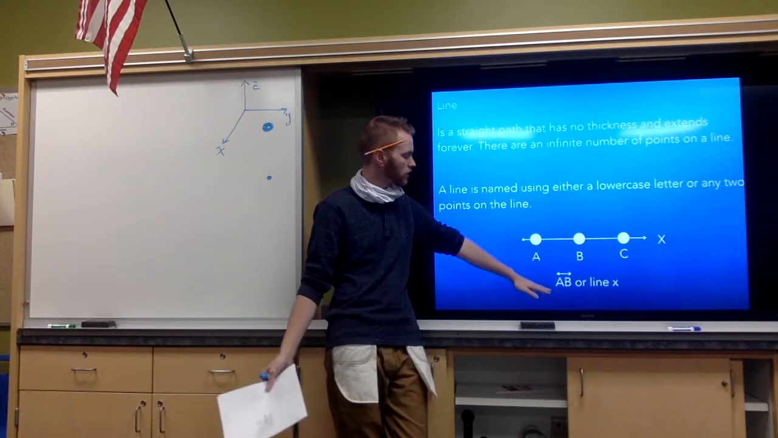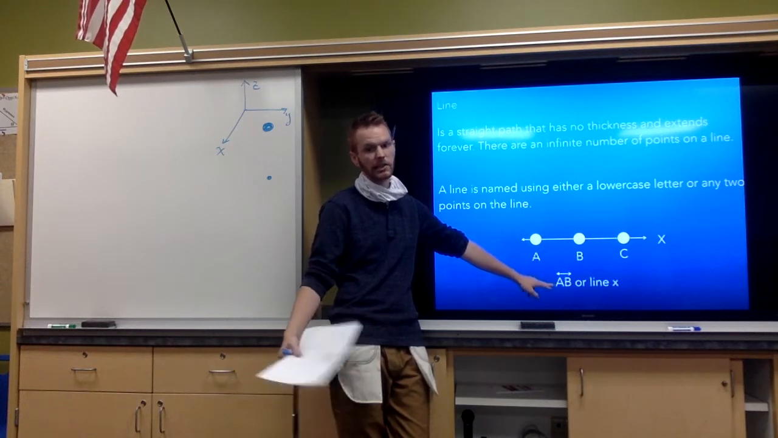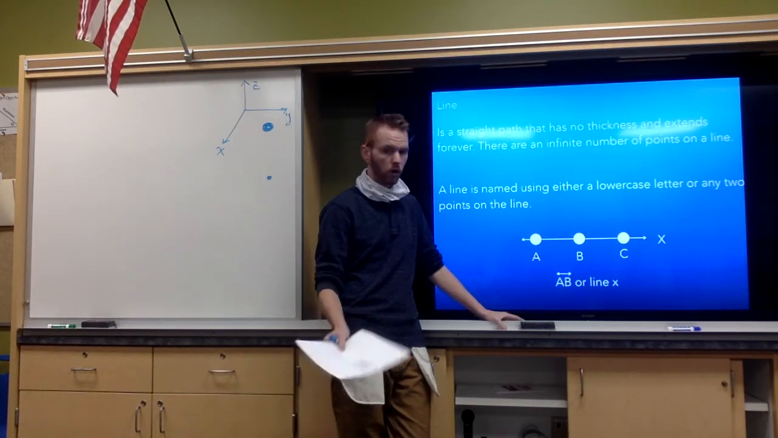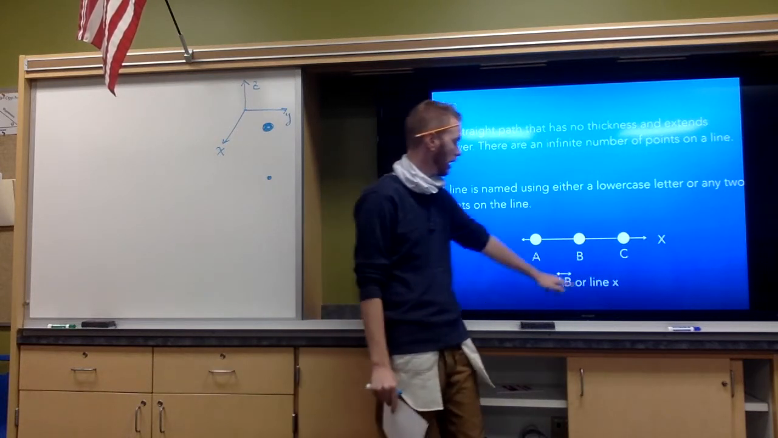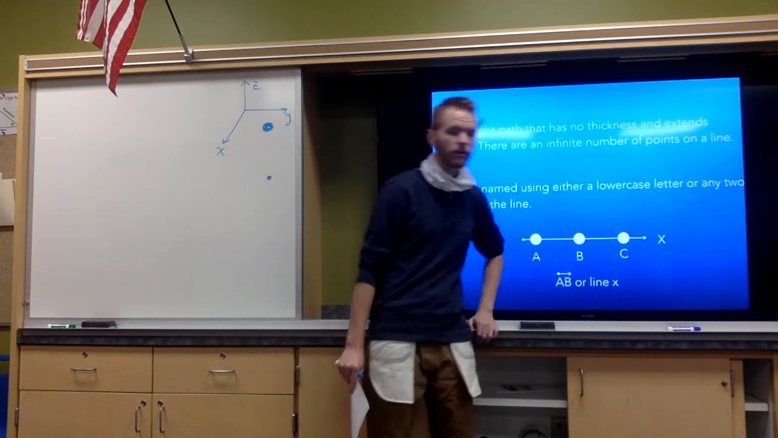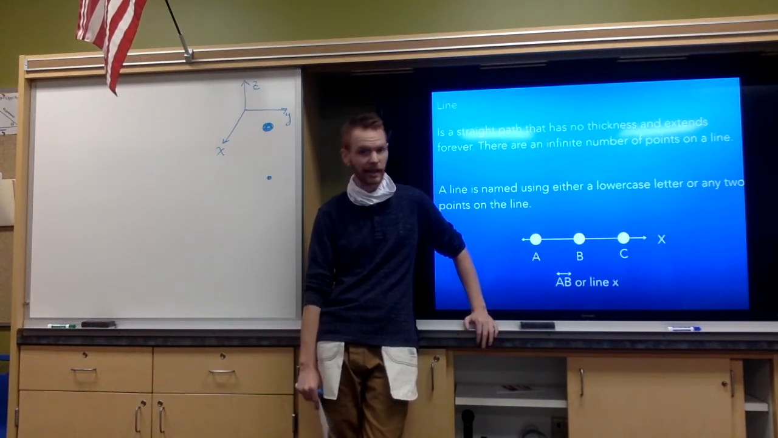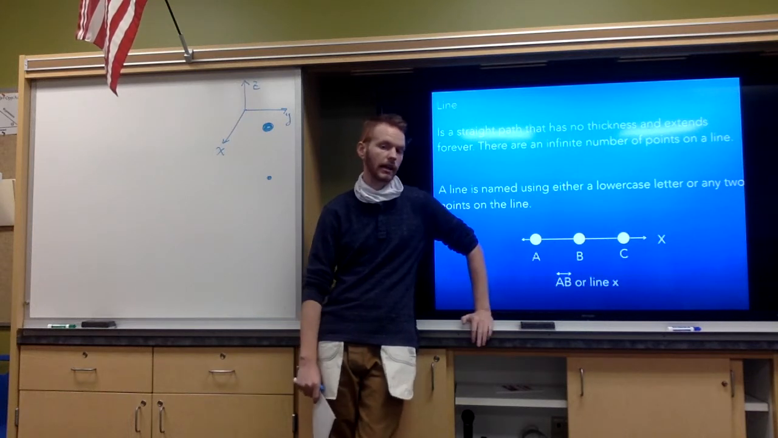So you pick any 2 points. I could have named this BC or line CA. Order doesn't matter. With the line symbol above it. Or what I could do is I could say the word line and use the letter that's next to it. Now notice, see how X doesn't have a point? It's just there hanging out. So I could call this line X.